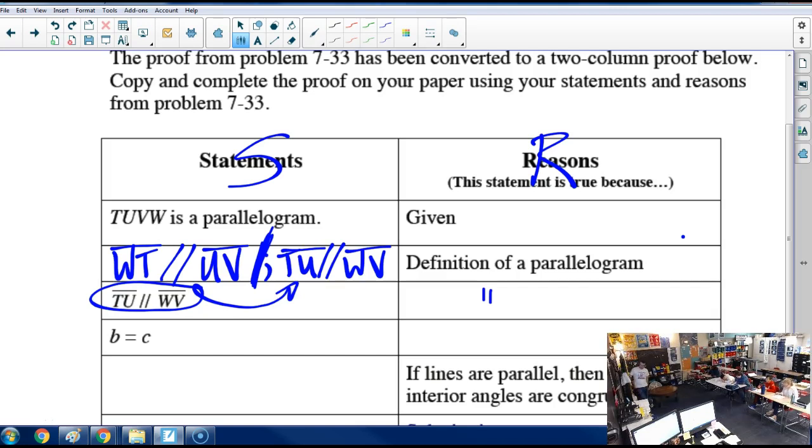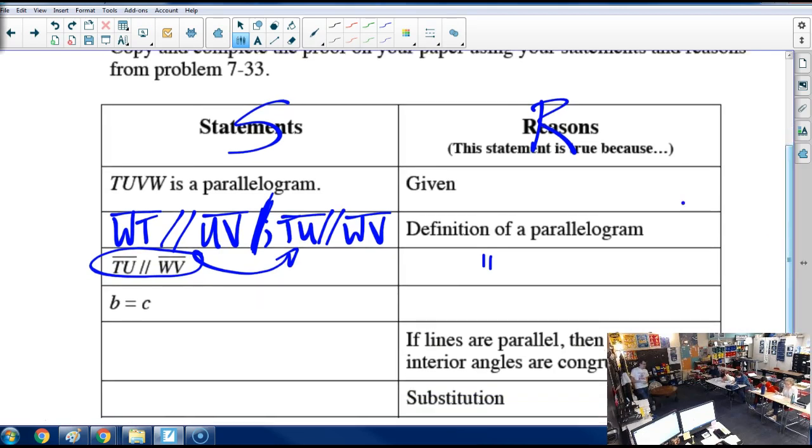Then they say B is equal to C, and we said from our flow chart, which you can still see easily, why was that? Corresponding. Something to the effect of corresponding angles from parallel lines.